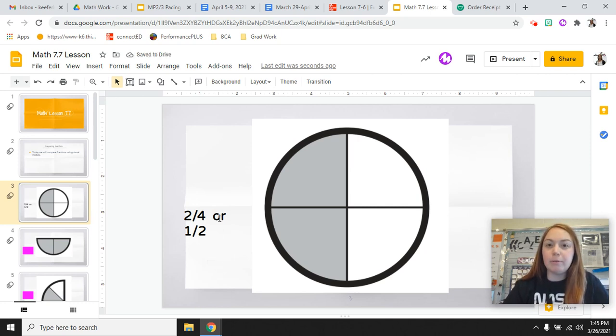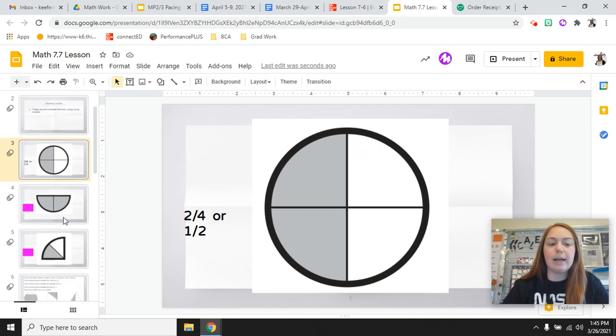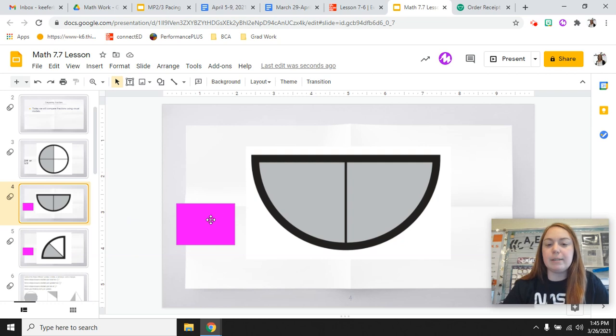Remember when we talk about equivalent fractions, they equal the same. So for this case, 2/4 is also equal to 1/2. Remember when you're naming fractions, your denominator is how many pieces total there are, which was fourths, and then how many pieces are shaded in, which was 2. So 2/4 or 1/2. All right, what about this one?